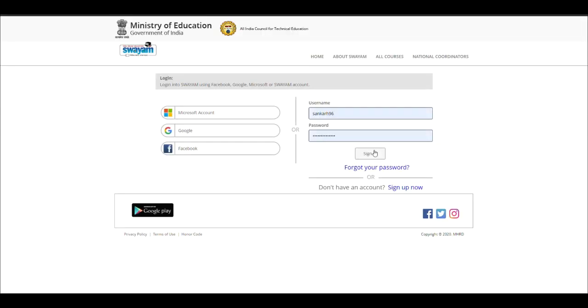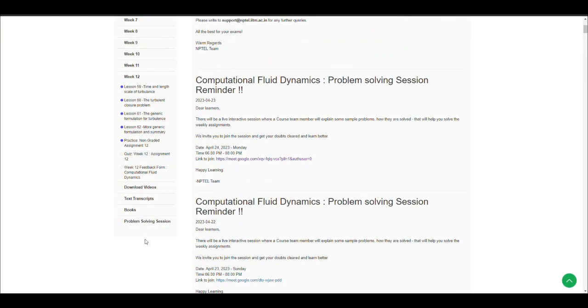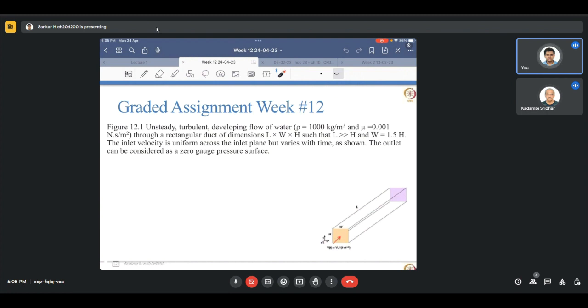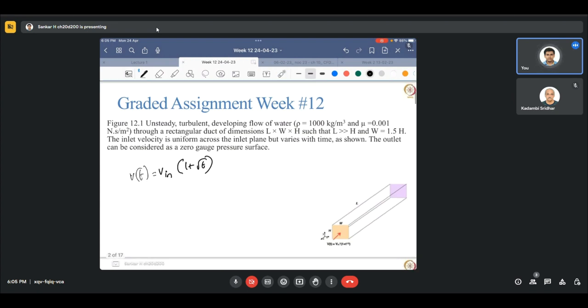Let me just make sure I have not missed out the equation for the inlet velocity profile. It's at the bottom. Yeah. This is the inlet velocity profile where V of t is given as V in times 1 plus square root t. So you see that there is an unsteady velocity profile that's developing across the inlet plane, and let's get started with the questions that have been asked.